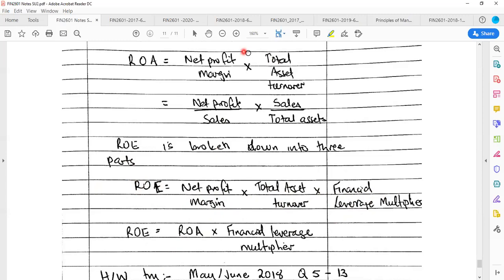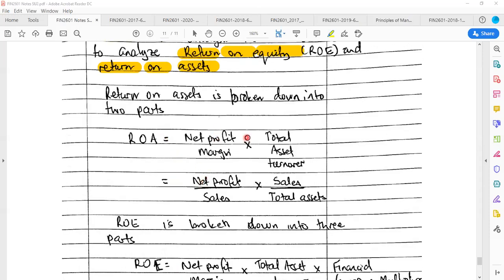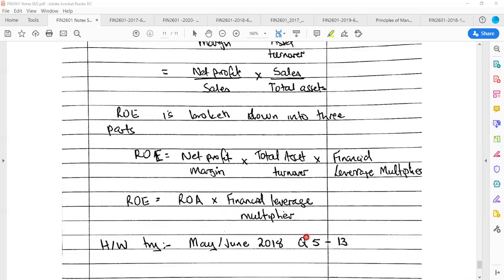And then since net profit margin multiplied by total asset turnover gives us return on assets, it means that we can also get return on equity by simply multiplying return on assets times the financial leverage multiplier. So always be on the lookout for that in the exam or in an assignment. If you're asked to calculate return on equity or return on assets, always try to see if maybe you need to use DuPont to avoid the maths, whereby you can just multiply and get your answer.